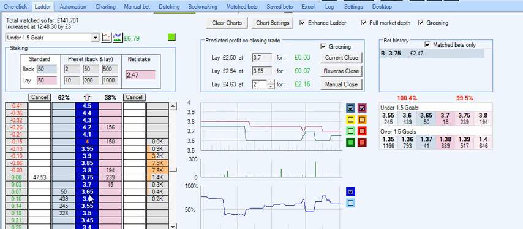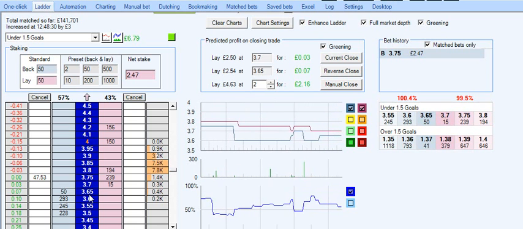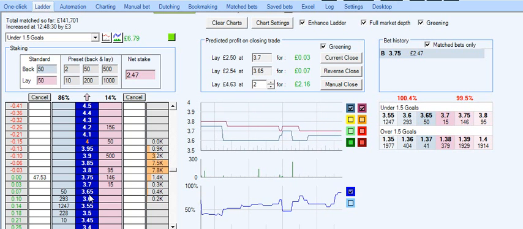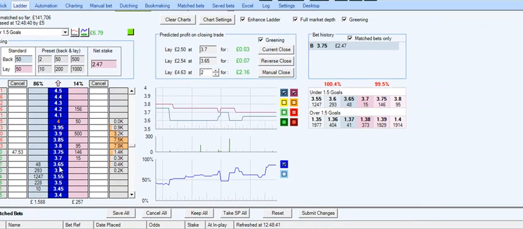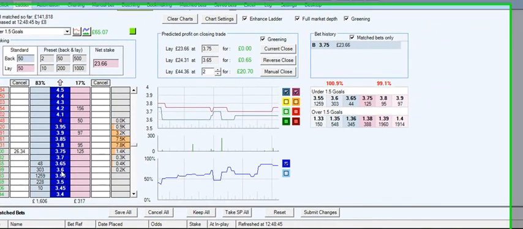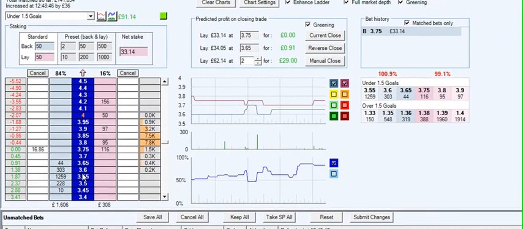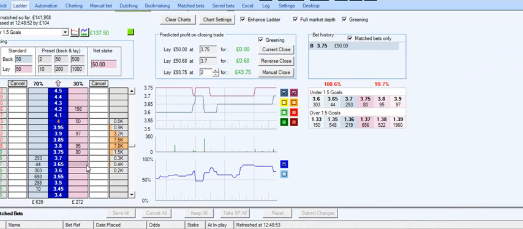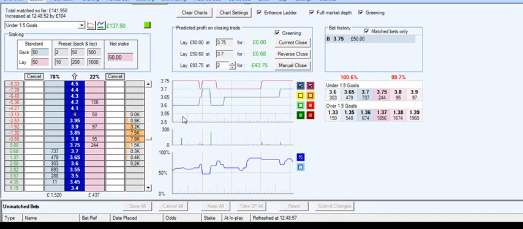I tend to scalp the under 1.5 market in the first 10-15 minutes of a game. It's the safest time. Least amount of goals go in at this time in the Premier, and you can see we're just being matched here using £50 stakes. So we've been matched at 3.75, and I'm going to try and take sort of 3 ticks here.